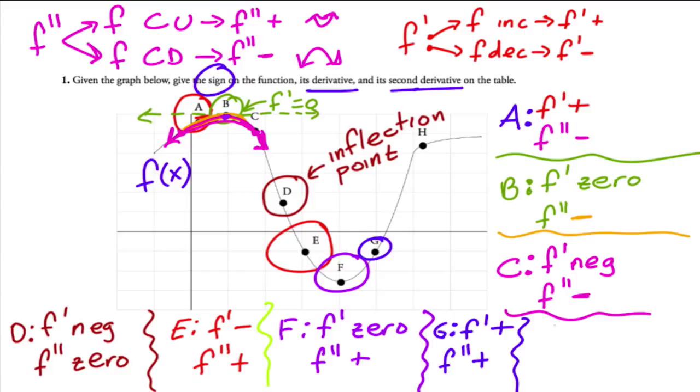And then last but certainly not least, notice how the function is still increasing. It's still going up, so the first derivative is still positive, but now it's changed concavity again, and it's actually concave down now, so the second derivative is going to be negative. So that's how you relate all three of the functions: the function, the first derivative, and the second derivative.